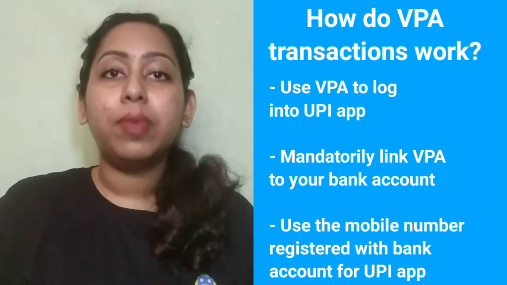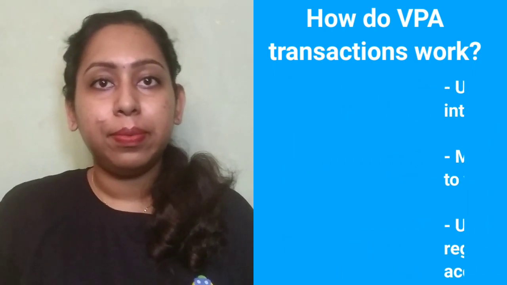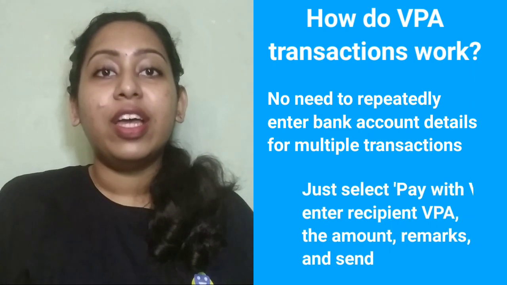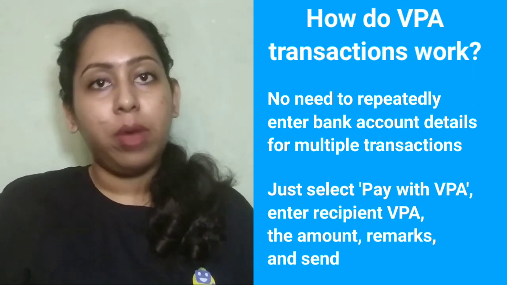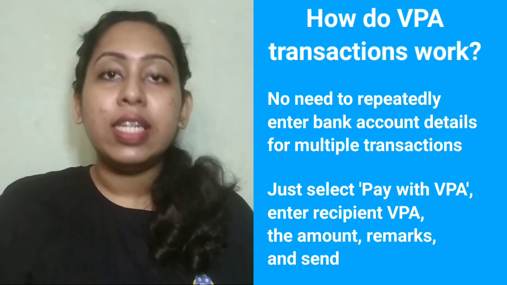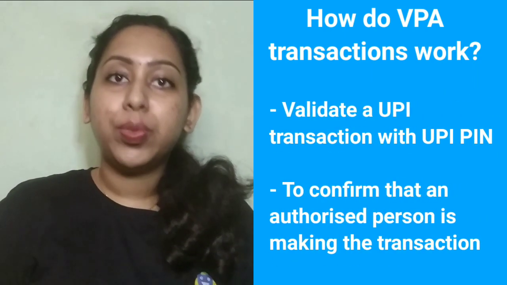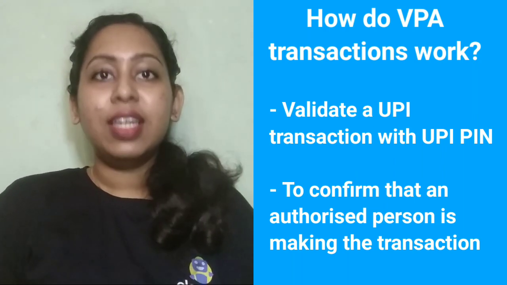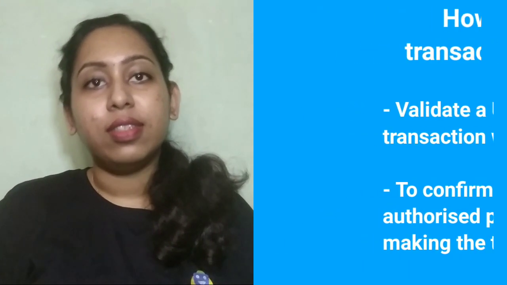Also, make sure that the mobile number registered with your bank account is the same as the one registered with your UPI app. You need not fill bank account details repeatedly to make multiple payments. In order to initiate a payment, all you have to do is select the Pay with VPA option, enter the recipient's VPA, enter the amount to be sent and remarks if any, and hit the Send button. When you make a send or request money transaction through a UPI app, you have to enter a UPI PIN to validate the transaction. This step is mandatory to confirm that an authorized person is making the transaction.